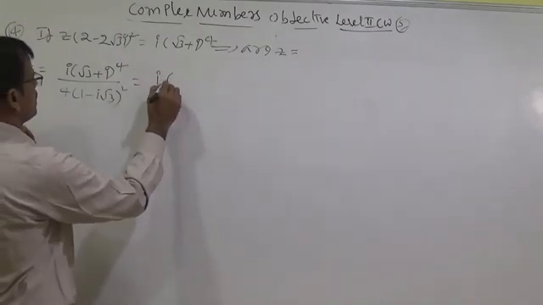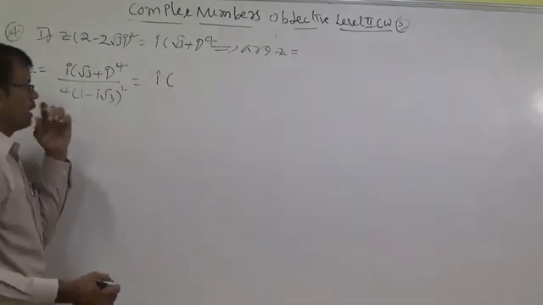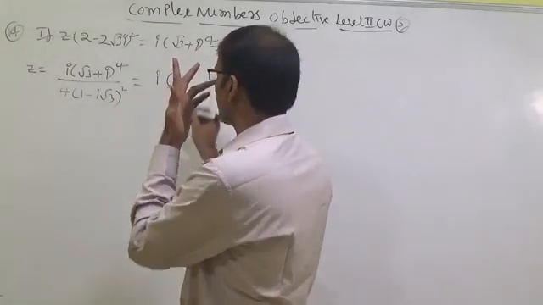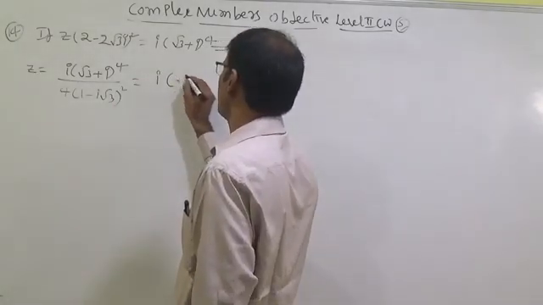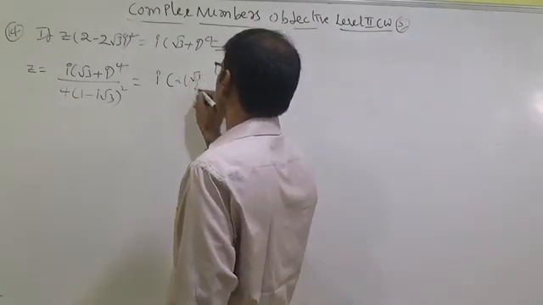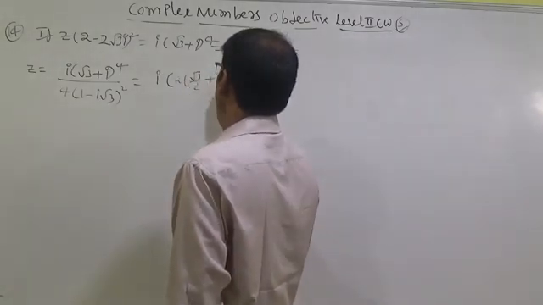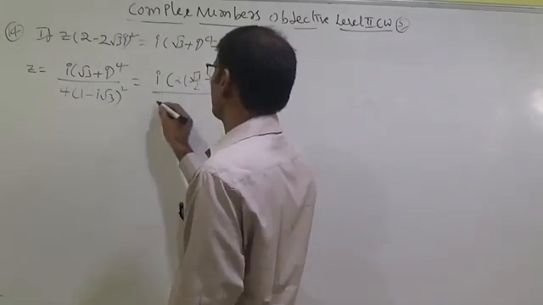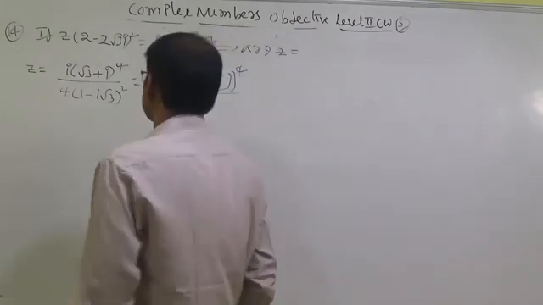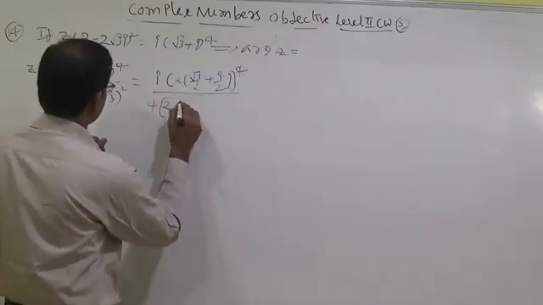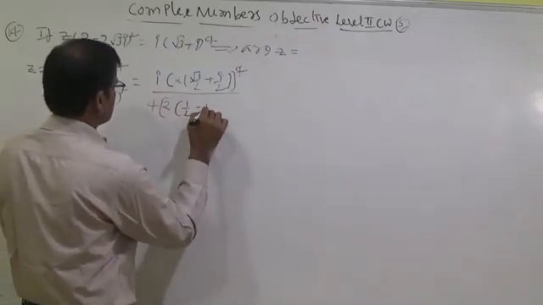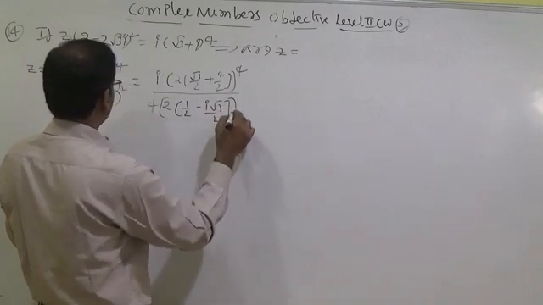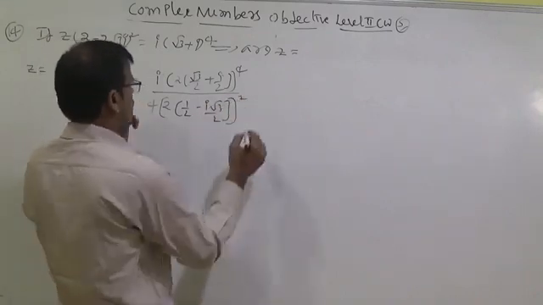That is equal to i into, I am converting to modulus amplitude form, so multiply and divide with 2. So 2 into root 3 by 2 plus i by 2 whole total power 4, by 4 into here also you can write 2 into 1 by 2 minus i root 3 by 2, whole square total.